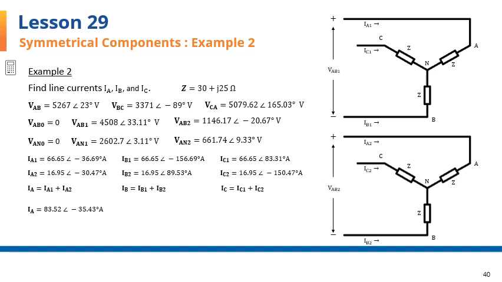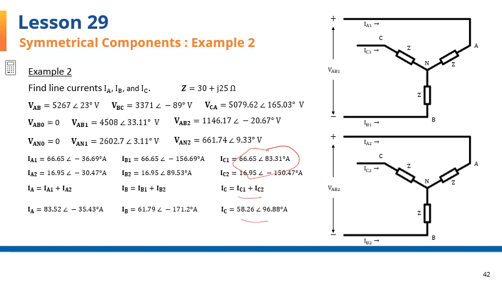Okay, so if you substitute for IA1 and IA2 from here, you get this for IA. Substitute in this equation for IB1 and IB2, you get this value for IB. If you substitute for IC1 and IC2 from here into this equation, you get the value of IC, and here are all three currents.